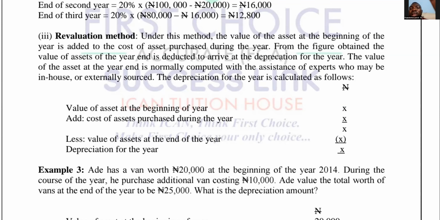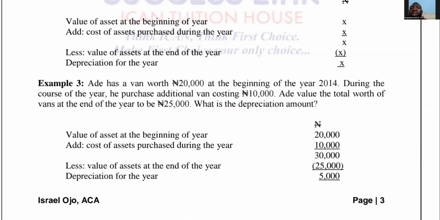So let's look at example 3, for example. We have a person who has a van worth 20,000 at the beginning of the year. During the year, he purchased an additional van costing 10,000. So if he has 20,000 at the beginning of the year and 10,000 worth of van added to it, it means he is expected to have 30,000 worth of van at the end of the year.